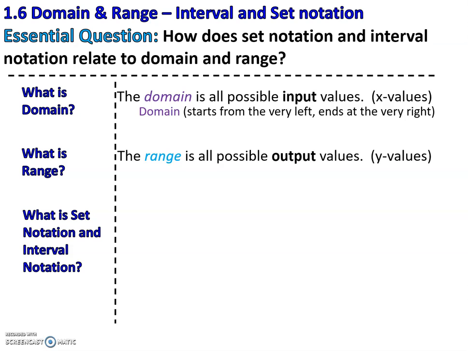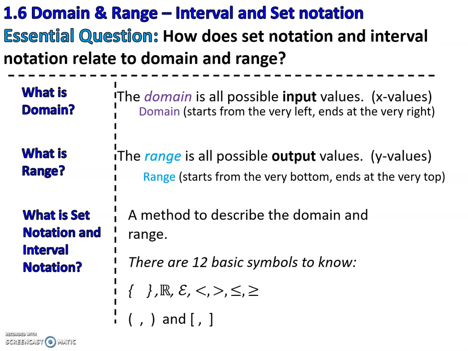The range is all possible output values, y values. So what are all the possible output values for a certain function? Range starts in the very bottom, ends at the very top. Y values.